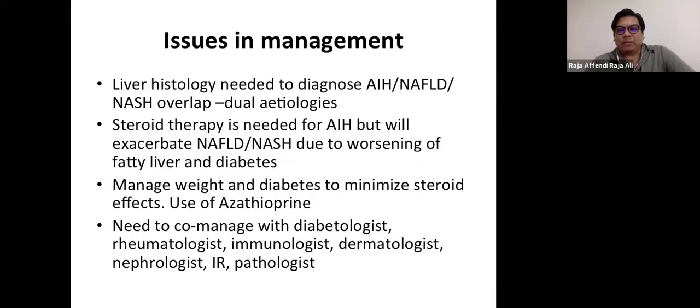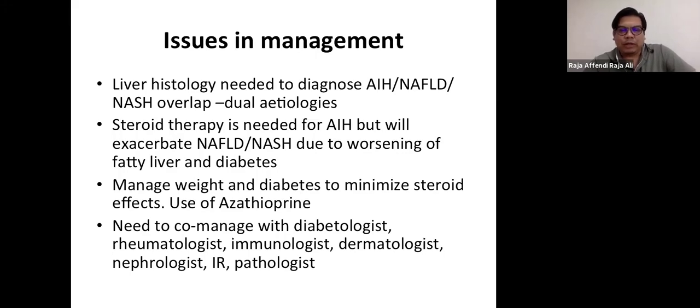Now, the issues and management of AIH are many. Of course, there are many dual pathologies that sometimes can be involved, NAFL, MAFL, and NASH. Steroid therapy, we all know the various side effects among these patients, and concomitant NAFL or NASH may worsen the fatty liver and make diabetes worse. Management of other diseases, metabolic syndrome, weight, and optimally controlling diabetes, and sparing use of steroid is very important.